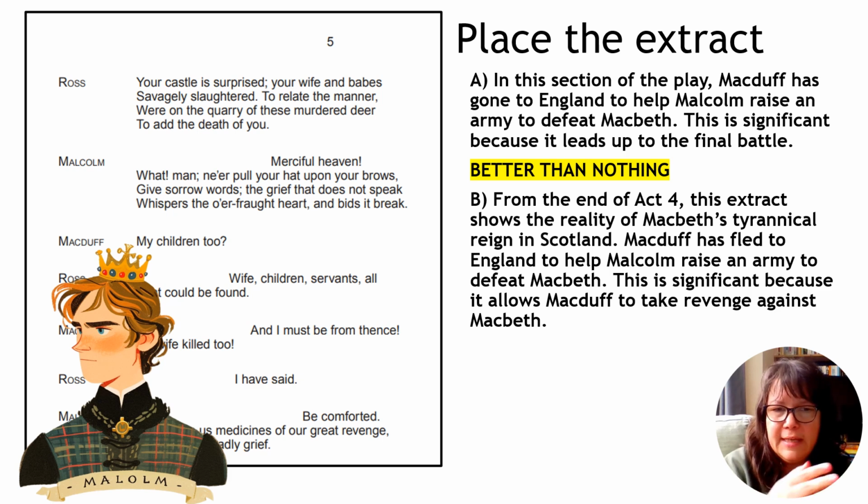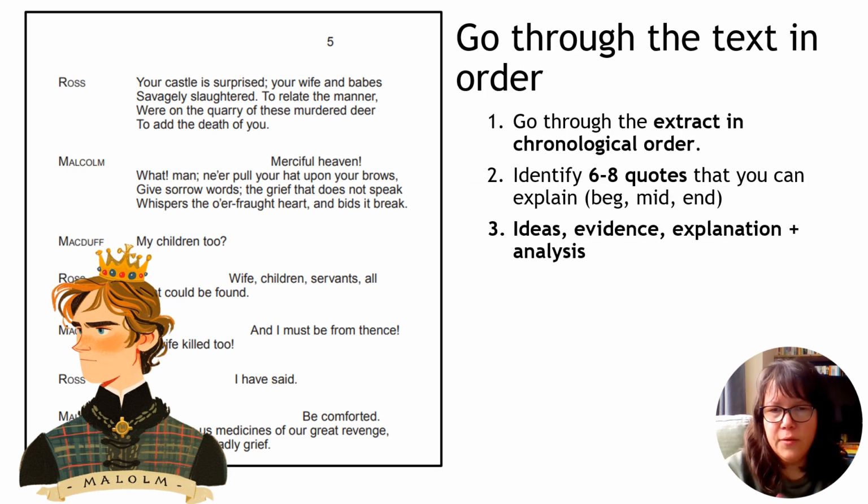So you've got 2 things there. You're setting up the fact that you are going to talk about the tyrannical rule of Macbeth, and you're setting up the revenge narrative, which is very important in the end of the play and Macduff. All right, so once you've placed the text and you've got your 2 or 3 sentences, you're going to track through the whole extract, making sure you've got evidence from the whole thing.